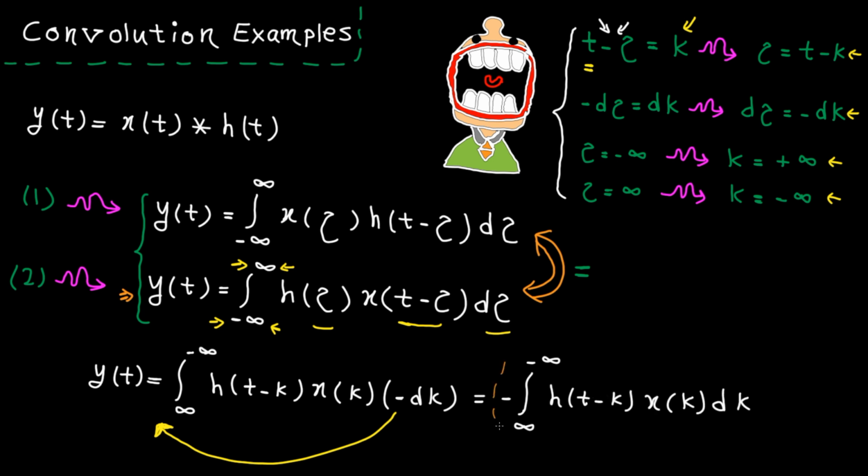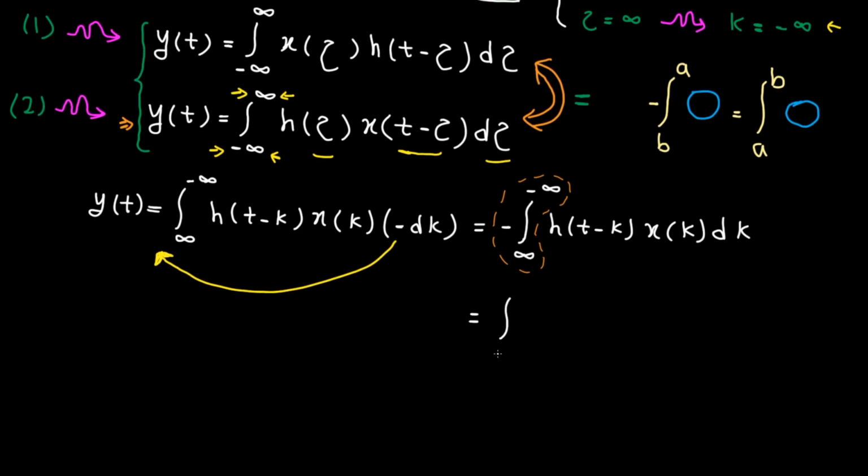Now, look at this guy. As you know from calculus, negative sign multiplied by integral from b to a is equal to integral from a to b. In fact, we can use the minus sign to swap lower bound with the upper bound. So let's apply it and swap the interval here. Here's what we get. Now you can change the variable name by whatever name you want.